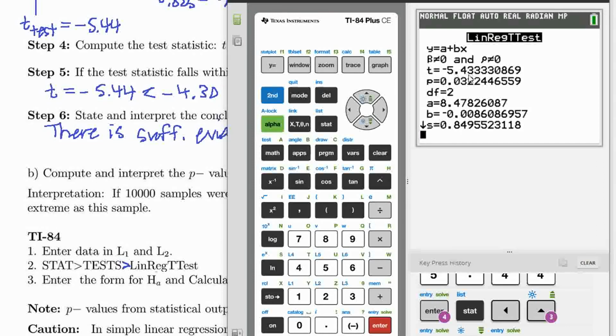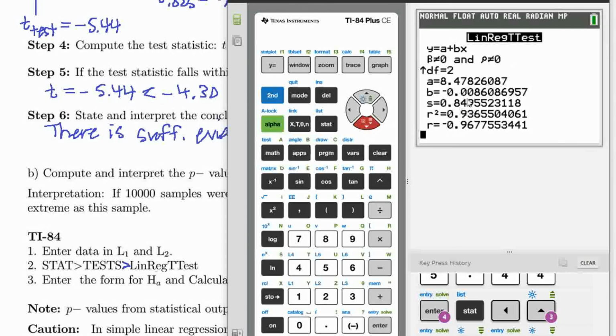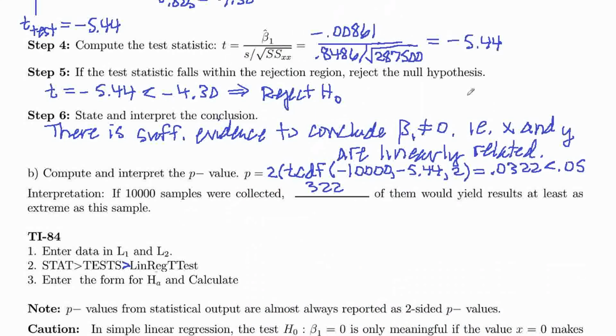There is our test statistic, negative 5.43. We got 5.44, a little bit of round off error. Our p-value, 0.0322. We got that. And it gave us our model coefficients here. There's our S, 0.84955. Again, a little bit of round-off error compared to the one that we used. This one is accurate to as many decimal places as we have there. So that's confirming what we did by hand.